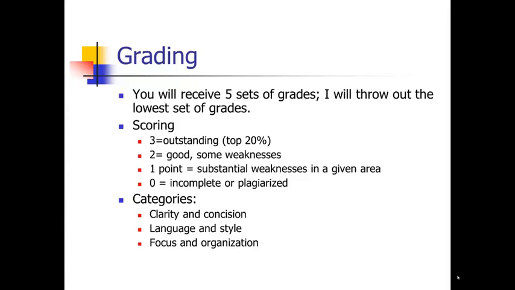1 point would indicate substantial weaknesses in a given area, that they really struggled with that particular category. And then you would give them a 0 if they just handed in an essay that wasn't complete. That is, they had an unfinished paper, or if you suspected that there was plagiarism going on. Obviously if it's plagiarized, it's going to get a 0. You may not be aware if it's plagiarized, but if you have an inkling that the paper might have been plagiarized, there's pretty good ways to detect that.